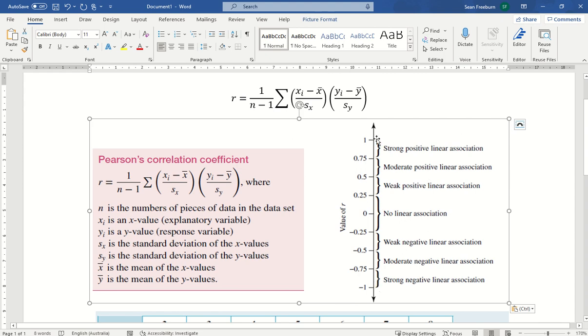1 being a perfect positive linear relationship, -1 being a perfect negative linear relationship. The closer to 0, the weaker the relationship. So we'd have quite a strong correlation up here, but quite a weak correlation down here. Ditto here. Just because it's negative doesn't mean it's weak. We have a strong negative correlation here and a weak negative correlation here.